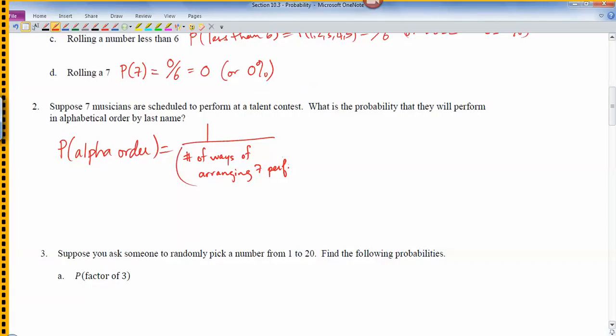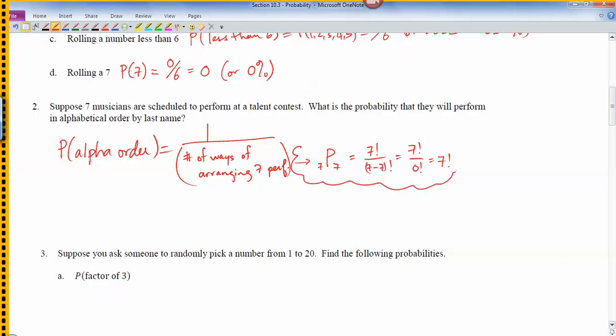Well, this right here, that's 7 permute 7. You're taking 7 objects and permuting them, taken all at a time. And that's the same thing as 7 factorial over (7 minus 7) factorial, which is 7 factorial over 0 factorial. 0 factorial is 1, remember, so it's 7 factorial. So this whole thing is 1 over 7 factorial.